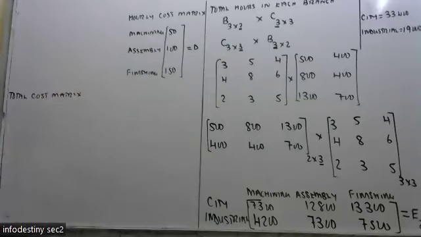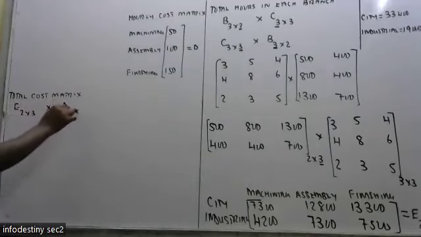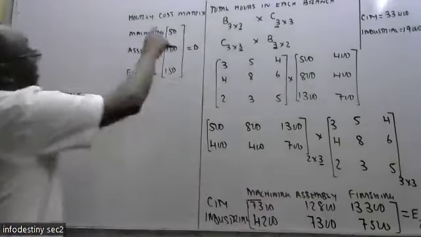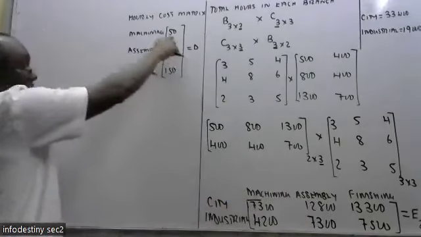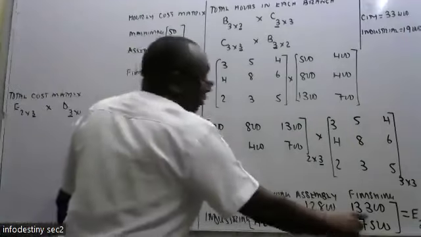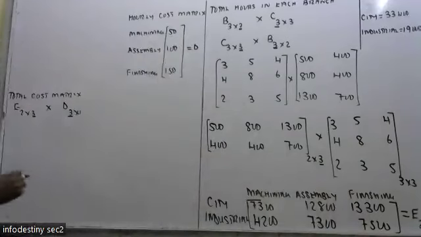Hii tunaweza ipanga hivi. Tunaweza ipanga E, which is 2 by 3 multiplied by B, and B is a 3 by 1. So you see now hapa they are compatible. Sindio? Alafu sasa tukipanga hii itakuwa ina multiply hivi. So this 73 will multiply this, which is for machining. This one is for assembly and this one is for finishing.